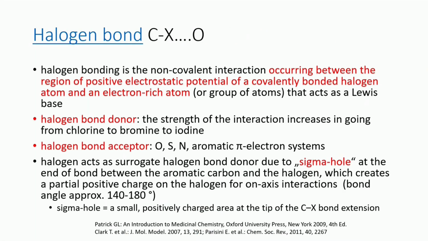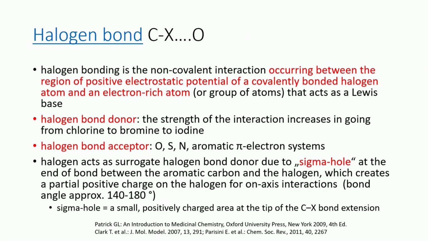Let's talk now about halogen bonding. Until now, we mentioned the covalent bond, ionic bond, and hydrogen bond. And something that was revealed also in recent history is the halogen bond. It is a non-covalent interaction occurring between a region of positive electrostatic potential of a covalently bonded halogen atom and an electron-rich atom on the other side.